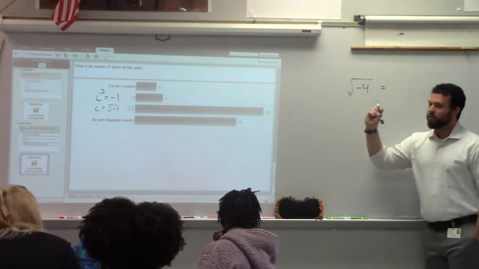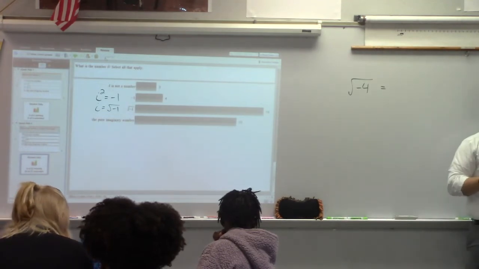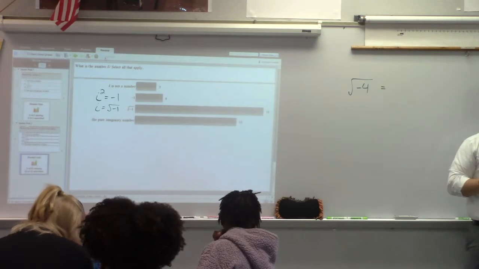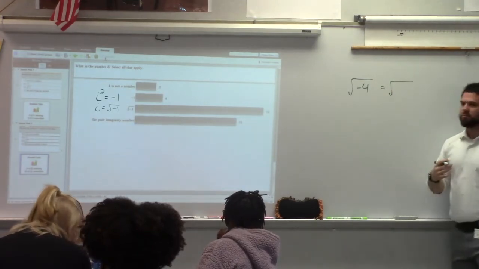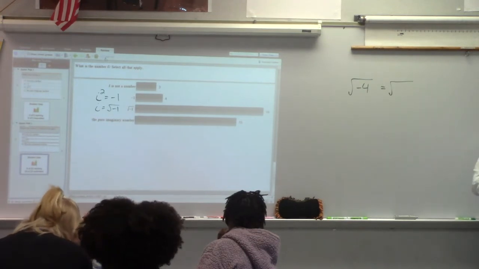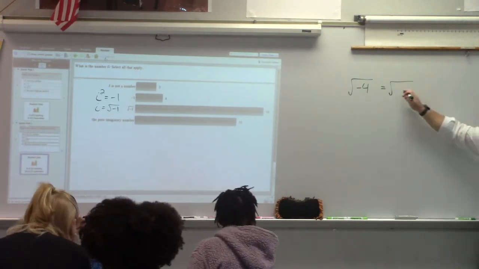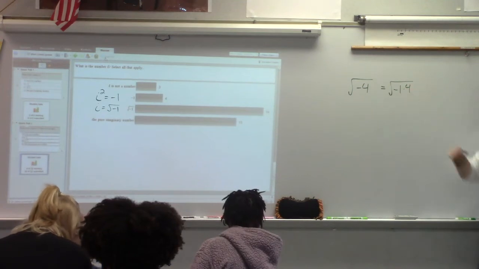If I want to deal with the number, I need the square root of negative 1, right? Okay. So can I rewrite negative 4 so that it's negative 1 times something? Negative 1 times 4. And that's exactly what you would want to do.